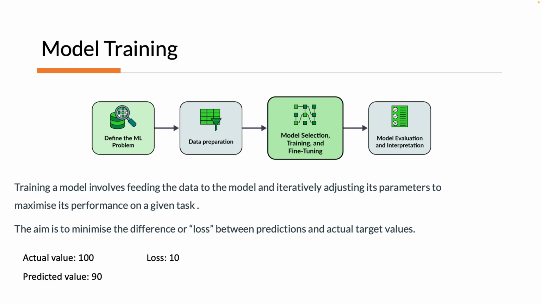For example, if the actual value of one data point is 100, but the model after it is trained predicts the value as 90, then you have a loss of 10. If this loss of 10 is acceptable based on your use case, then the stopping criteria is met. Otherwise, we will adjust the parameters and run the data through the model again, and we keep doing it until the loss is acceptable.